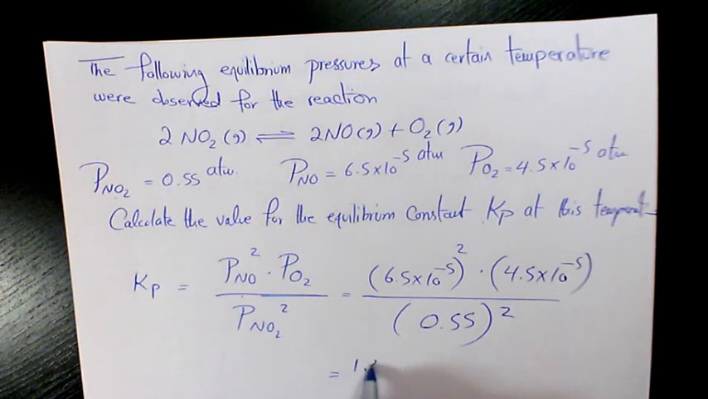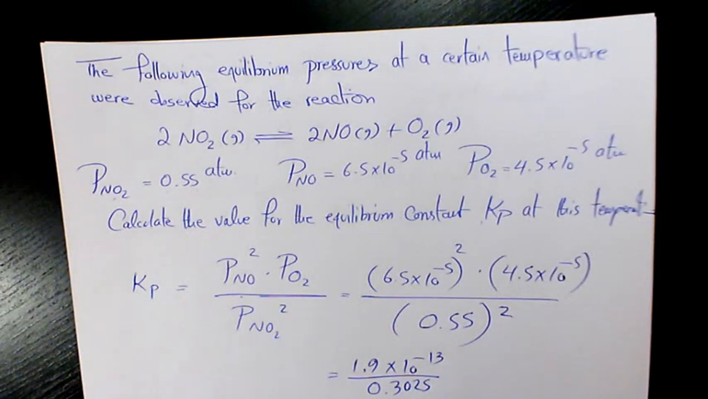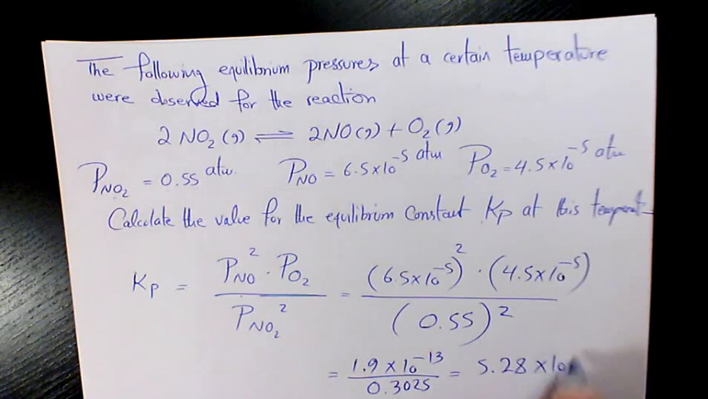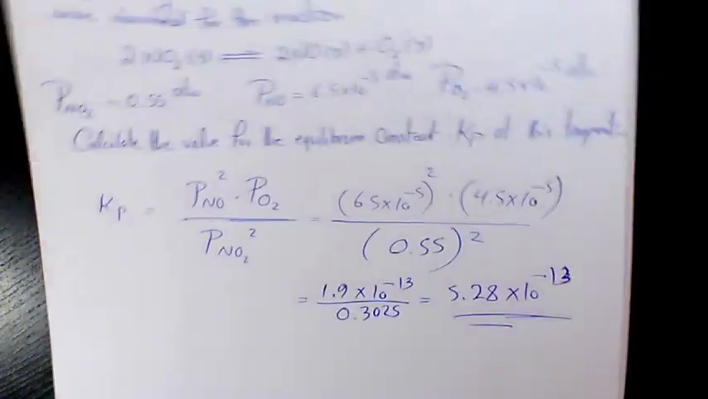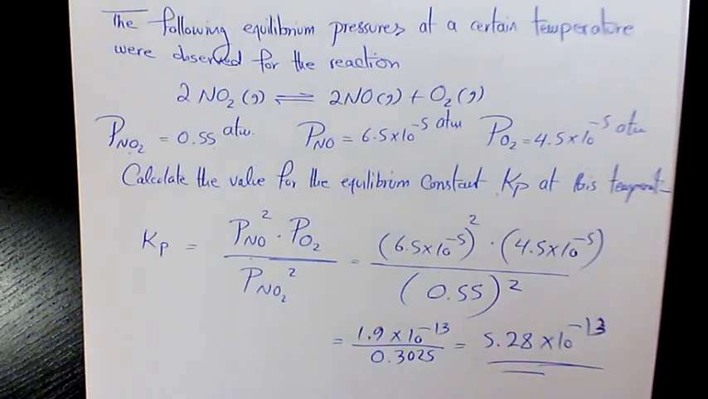Numerator is going to be 1.9 times 10 to the power of negative 13. And denominator is going to be 0.3025. So 1.9 times 10 to the power of negative 13 divided by 0.3025. That's going to be 5.28 times 10 to the power of negative 13. So that's the value of Kp. So that's basically how we find out the Kp.